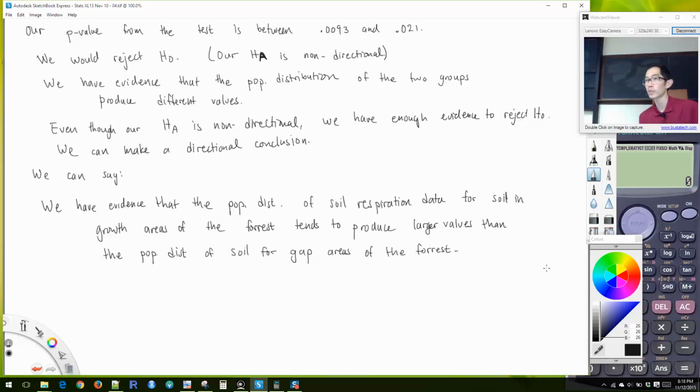Okay, and we didn't have to make any assumptions about the parent populations. And in this case, I guess I should have pointed this out when we first started to look at the data.